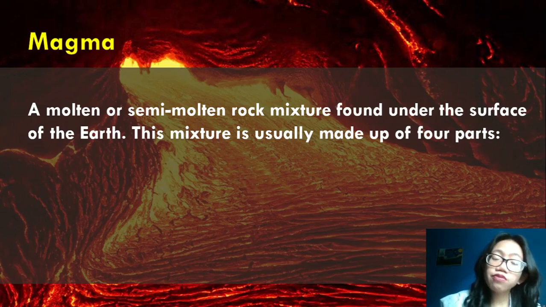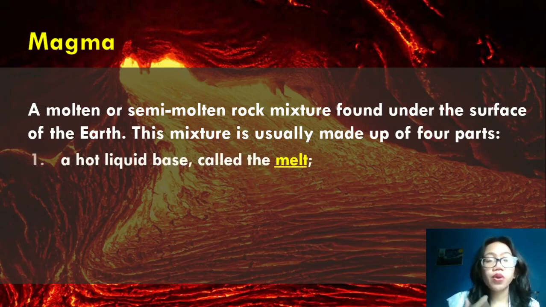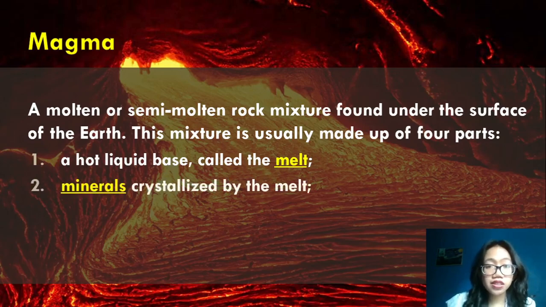Before we discuss the formation of rocks, let's first discuss magma. Magma comes from igneous rocks, so that's what we'll be discussing first. Magma is a molten or semi-molten rock mixture found under the surface of the earth. This mixture is usually made up of 4 parts. Of course, you have your semi-molten material, a hot liquid base called the melt, which is composed of molten rocks and minerals.